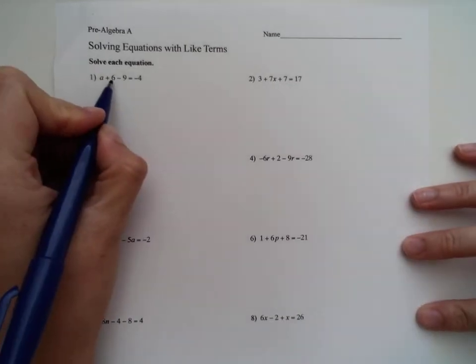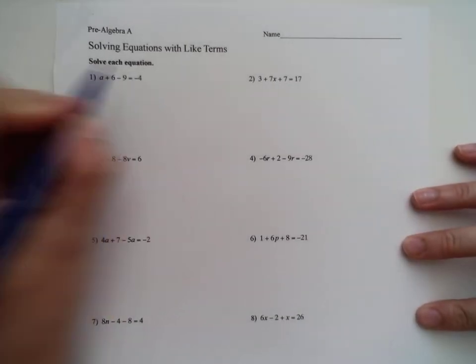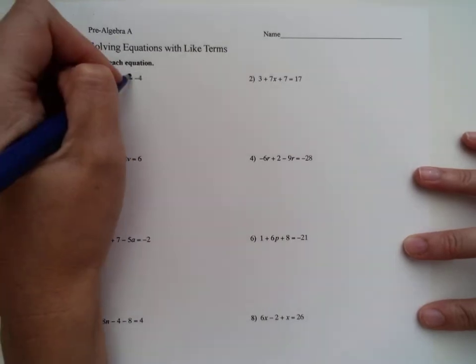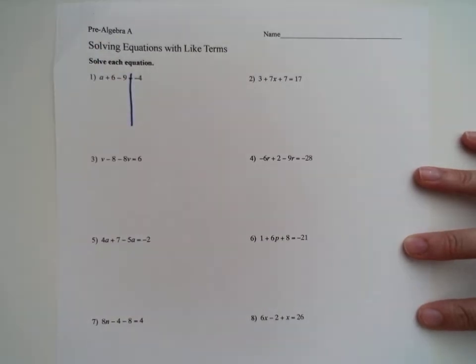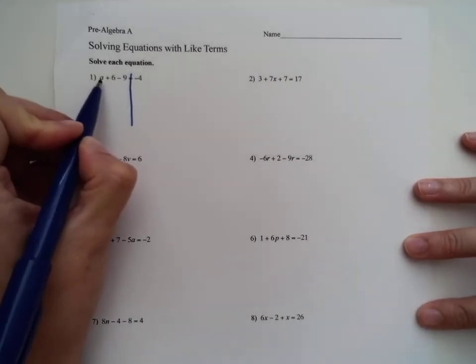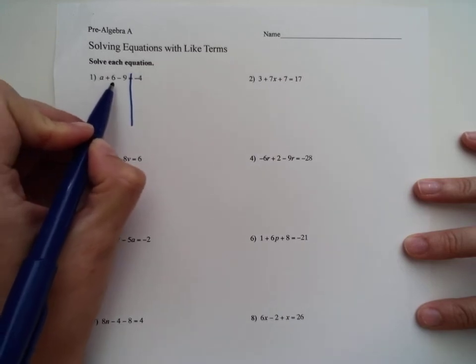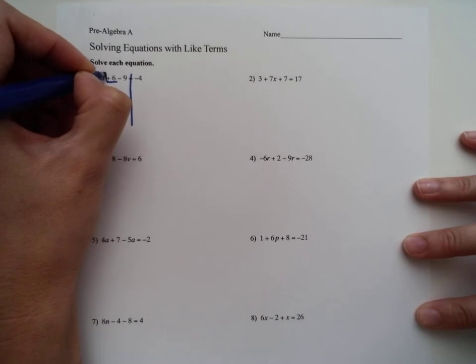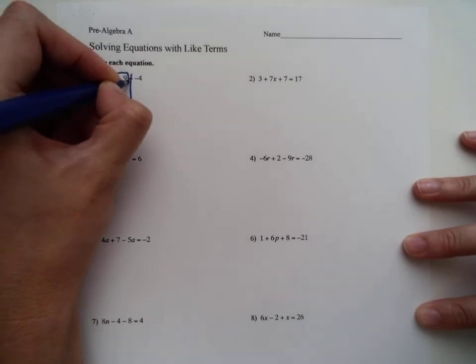So we have a plus 6 minus 9 equals negative 4. So keep your notes out and make sure to go step by step. So first we are going to draw a wall at the equal sign. Then we are going to identify like terms. So I don't see any other A's, so the A's are not like terms, but we have a positive 6 and a negative 9. Those are like terms. We can combine those.